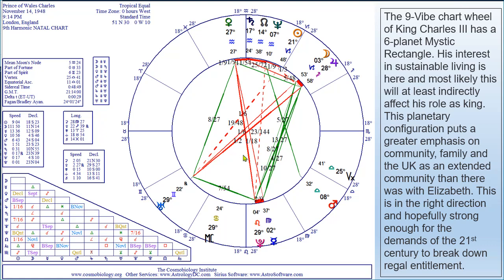So here is his 9 vibration chart. This is critically and vitally important. And what do we see? We see a mystic rectangle. A mystic rectangle is a trine, sextile, trine, sextile. That green rectangle we call a mystic rectangle.